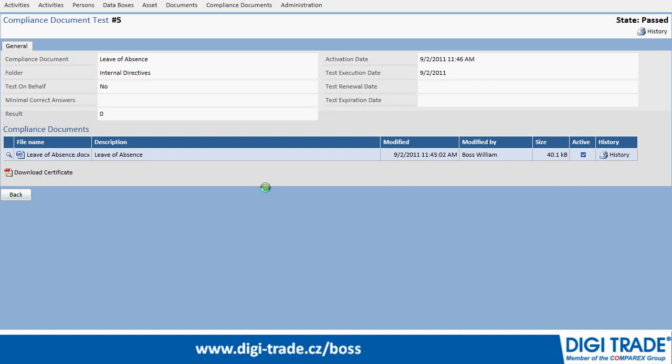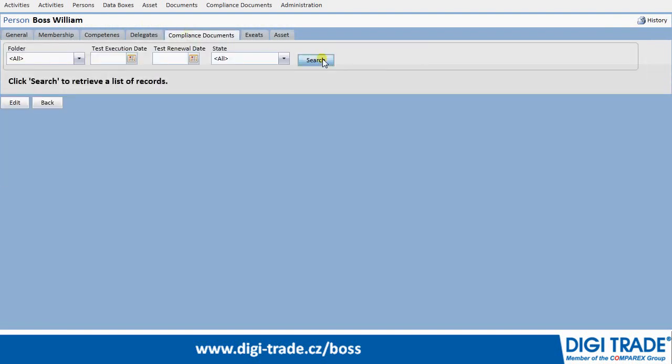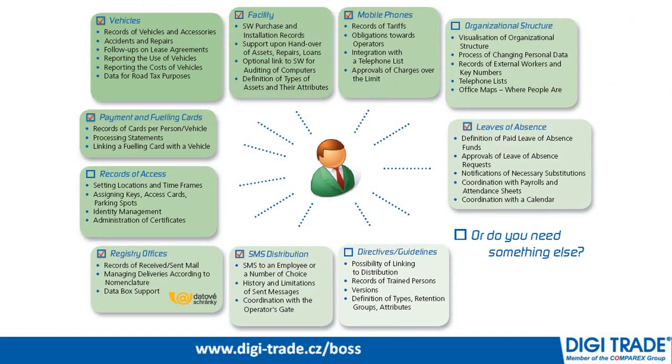Each employee has access to all directives related to him on his own personal card. They don't need to worry about the location of one specific directive, as they have all of them at their fingertips. The Directives module provides the specific process from the creation of directives through its approval to familiarization. With this module, you don't have to worry whether personnel are familiar with all related directives.